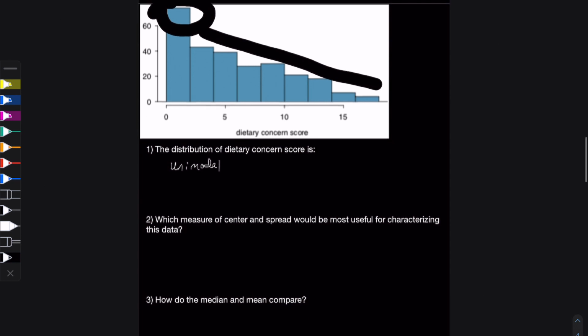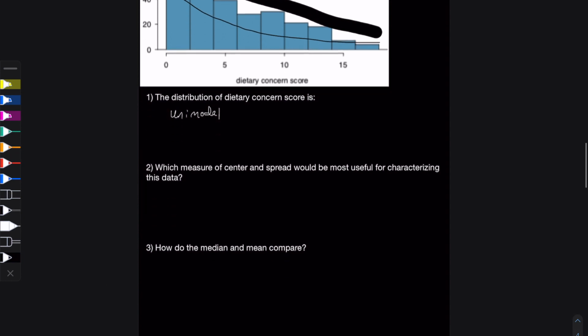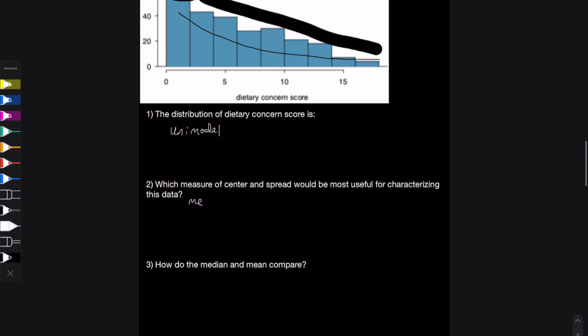And if we look at this, we have two different measures of center and spread, and one of them is used for skewed data and one of them is used for symmetric data. This is obviously skewed, as we see there, because it tapers off to the right. So that means we would have to use median and IQR in order to measure the center and spread of this data because it's skewed.